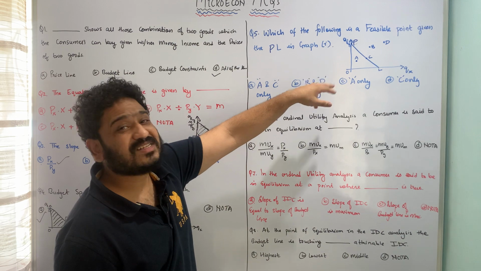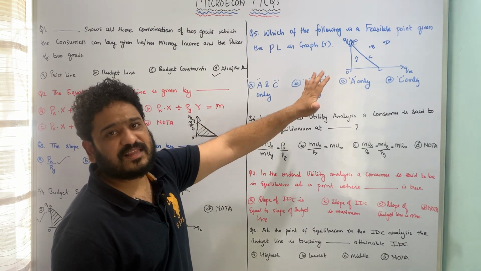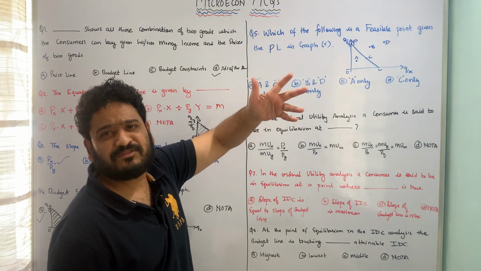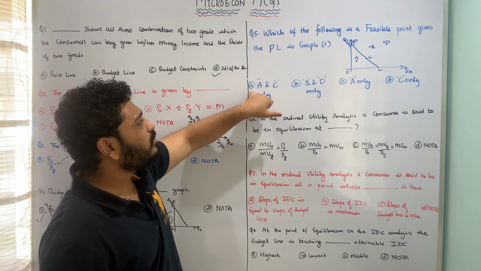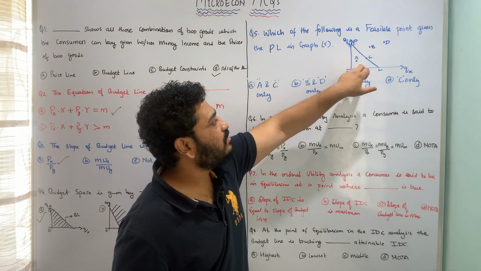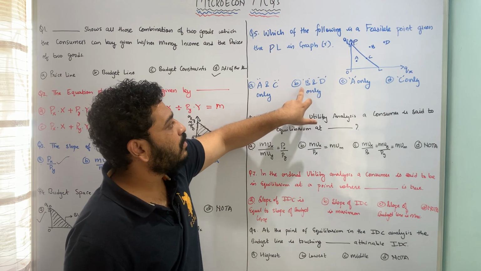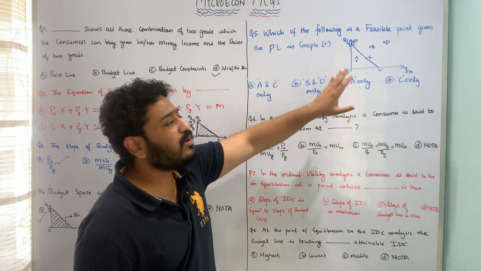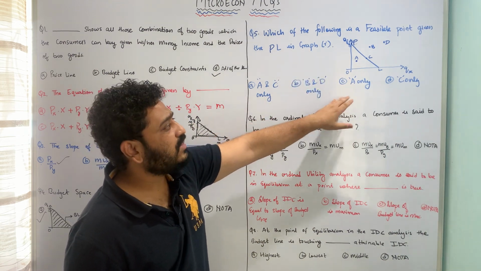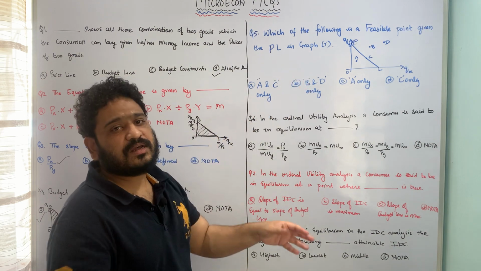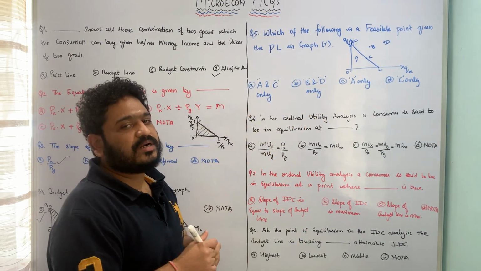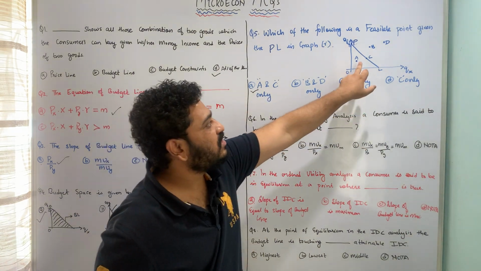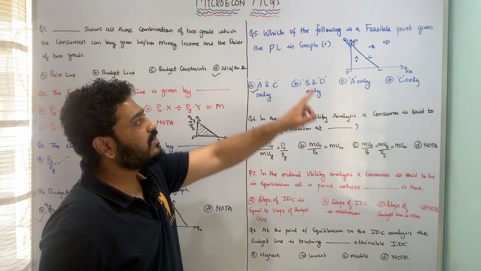So which of the following points are feasible? I've just talked about budget space, and therefore all those points which are on the budget line and below it should be the feasible points. Let us look at the options. Option A is talking about A and C only. B is talking about B and D, which are away from the budget line. C is talking about A only and not C, and D says C only. Here we know that any point which is on the budget line and below it should be a feasible point, and therefore option A, points A and C, are the feasible points given the budget line PL.